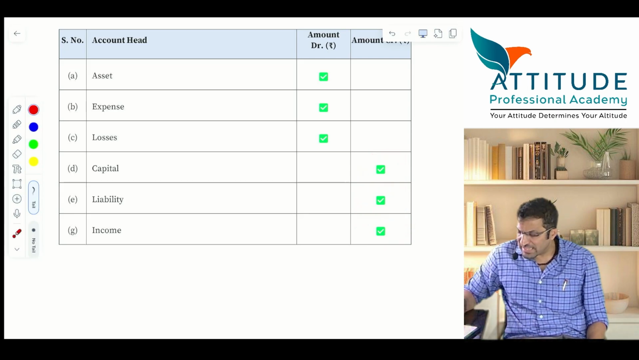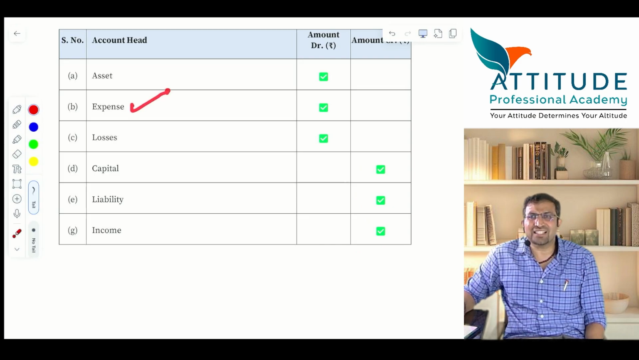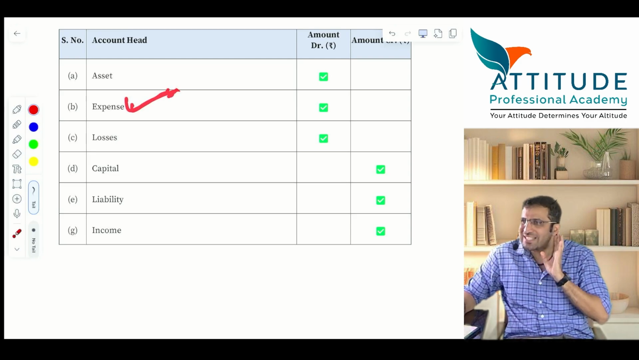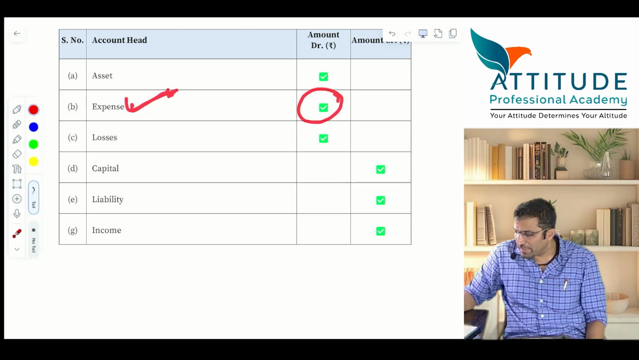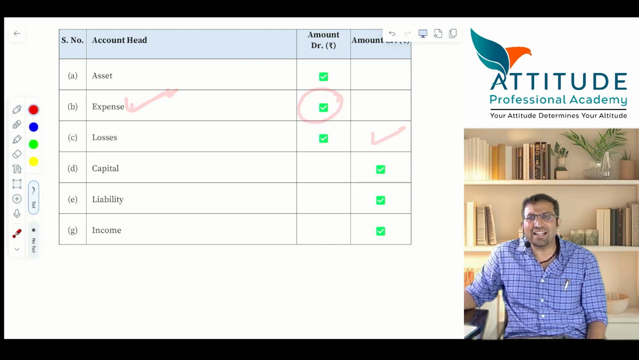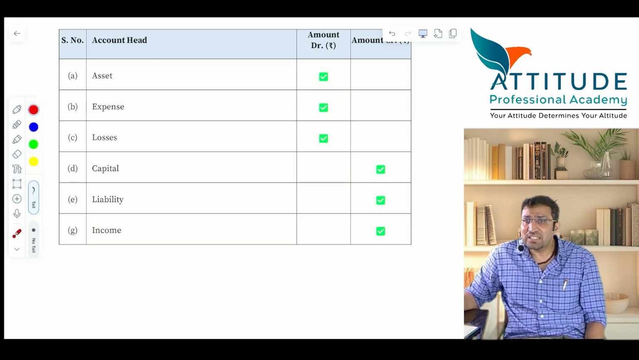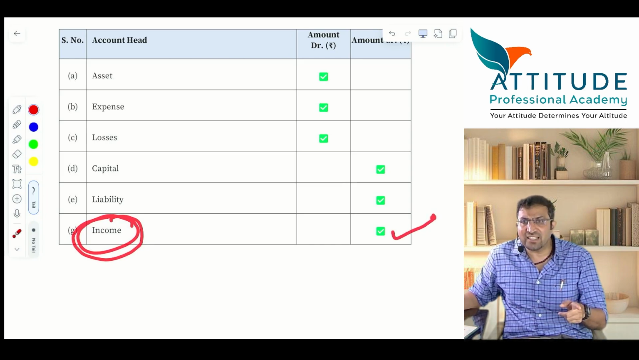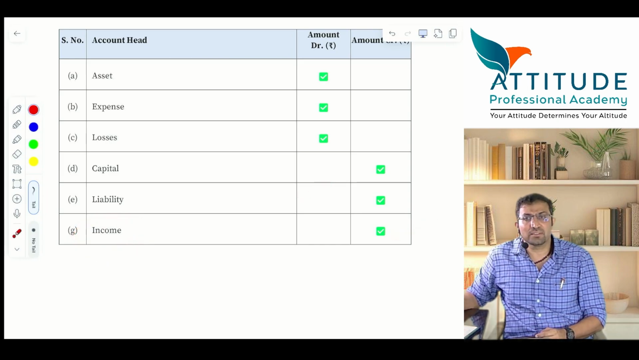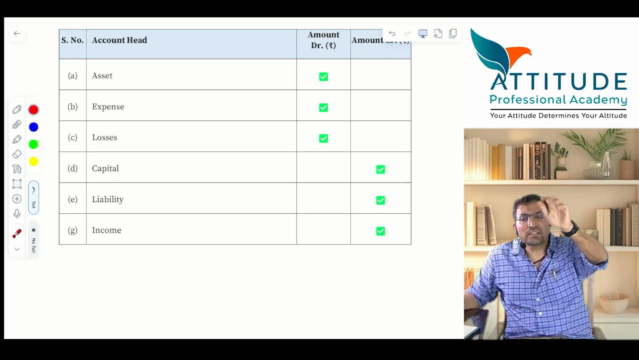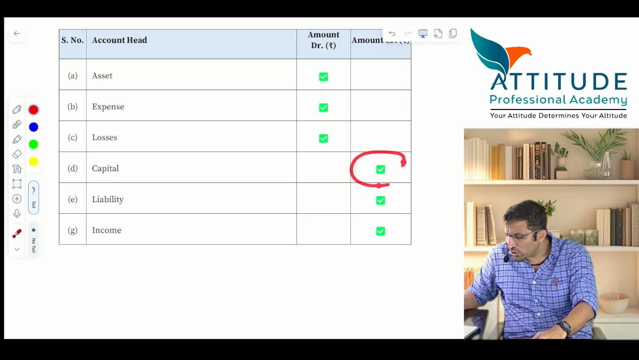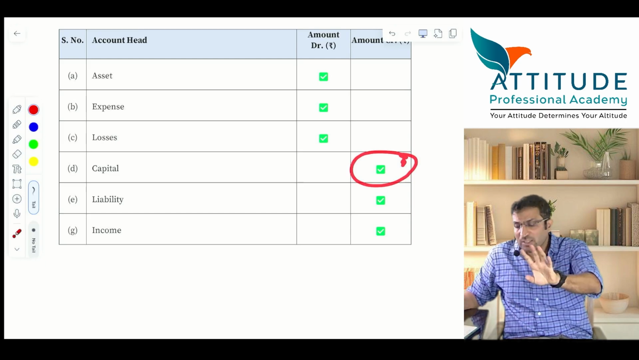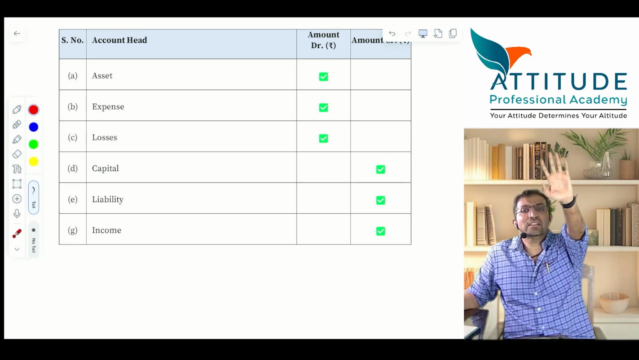Now tell me, purchase is an expense. Purchase will definitely show what balance? Debit balance. Purchase return? In this sum, purchase return is not there, but I am just asking you. If purchases show a debit balance, purchase return will show a credit balance. Is that clear? Sales? Sales is an income. It will show a credit balance. Sales return will show a debit balance. Is that clear? Capital account will show a credit balance. Drawings? Debit.